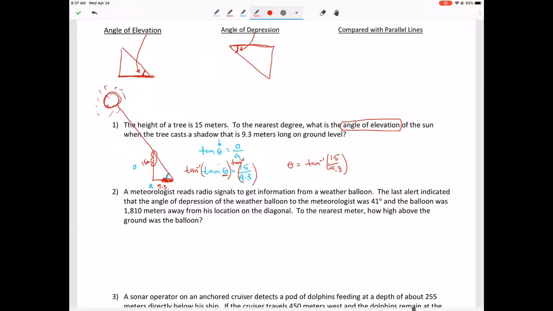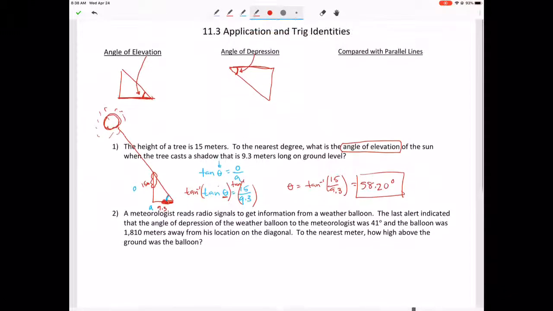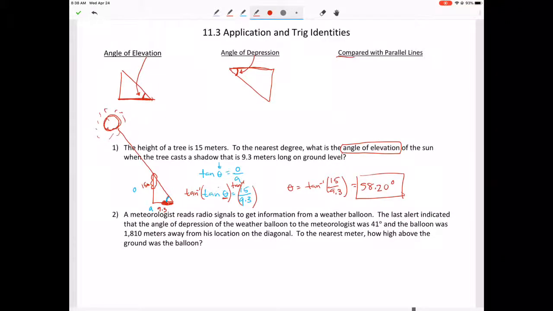When we plug that into our calculator, we would get 58.2020 degrees. Make sure you can do that on your calculator. If you get a different answer, again, chances are that you have it on radians instead of degrees. Okay, before I go on, let's fill in this part.